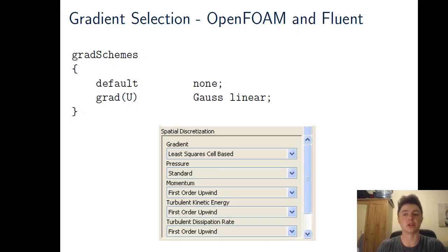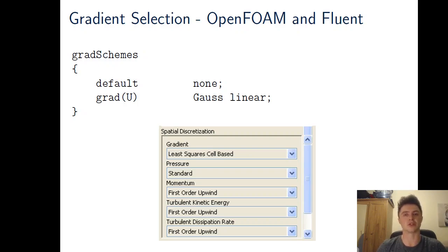Or similarly, if you use ANSYS Fluent as your CFD code, then you have to select the gradient schemes in one of the drop-down menus for the spatial discretization. And you can see in the screenshot I've given for you there, a least squares cell-based gradient has been used. So there are different schemes that we can use to compute the gradient, and I've just been through a few examples of why and how you would need to use the gradient in the CFD code.